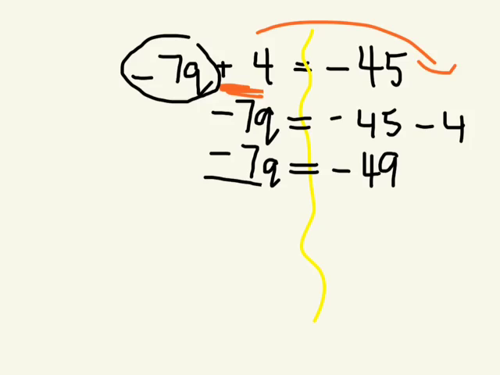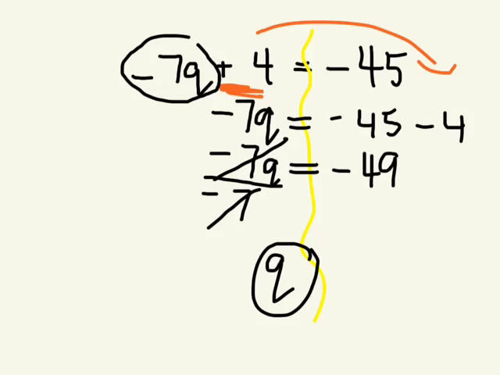Now to isolate q, I divide by negative 7, because you want to keep the q. That cancels out, and I'm left with just q. Whatever you do to one side of the equation, you have to do to the other side. So if I'm dividing by negative 7 here, I have to divide by negative 7 here. A negative divided by a negative is a positive. 49 divided by 7 is 7. So q equals 7.